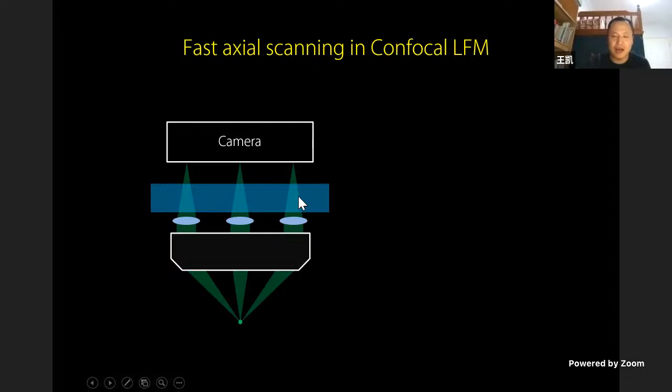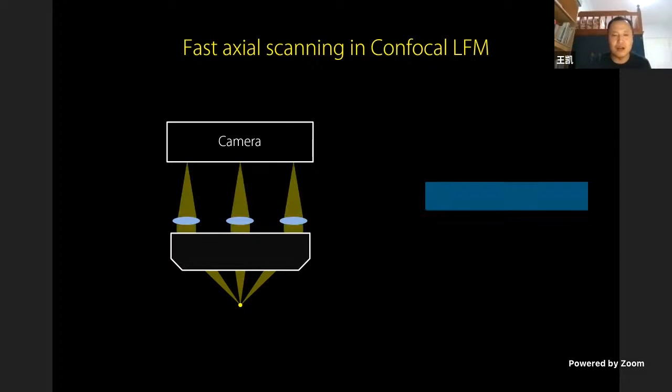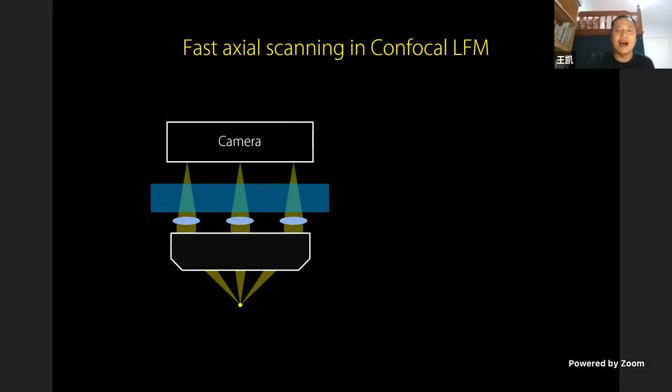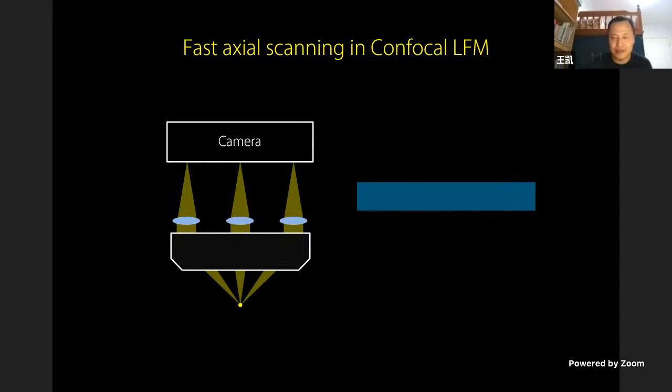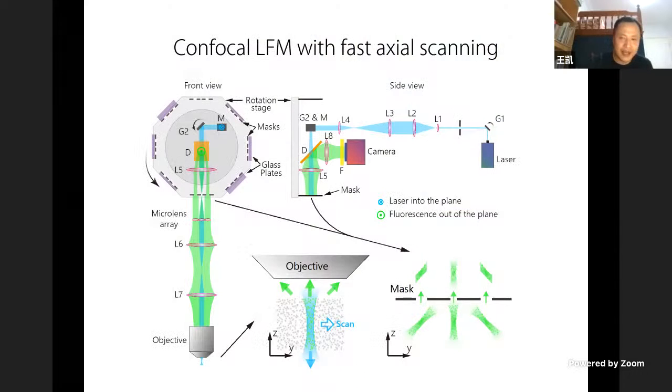We insert a piece of glass here, and then this glass will shift the focusing volume away from its original position. Then on the camera, we'll have a different position. And then we can shift the focusing axial range by just putting in a piece of glass. And if we can insert and remove this glass at high speed, we can scan in the Z direction at high speed. So finally, we integrate all the ideas together.